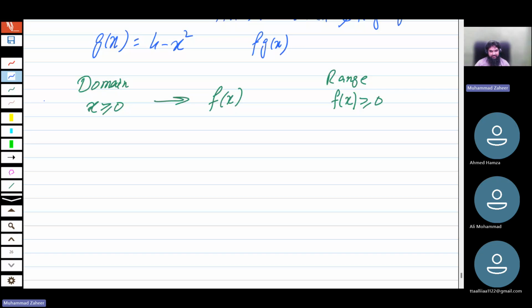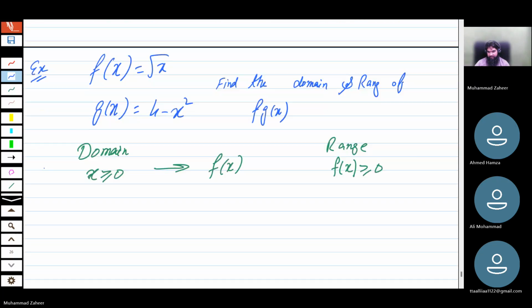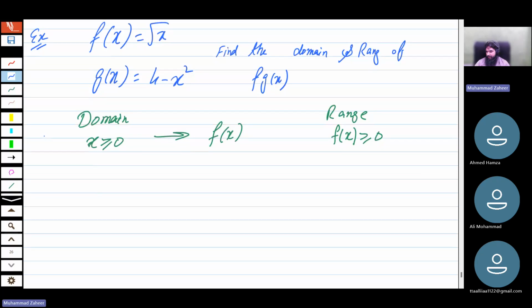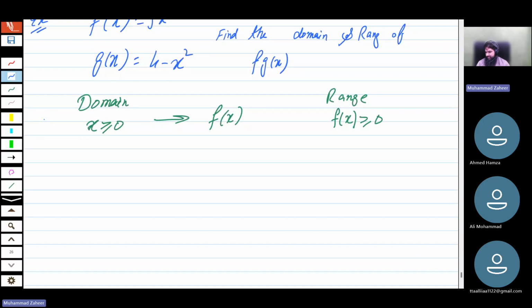Yes, Ahmed Hamza, is it clear? So we should only suppose it's only the positive values. There are no negative values. Yes. Okay. All right. Now we are getting the range of this function: f of x is greater than or equal to 0. Now the next function we have is g of x.